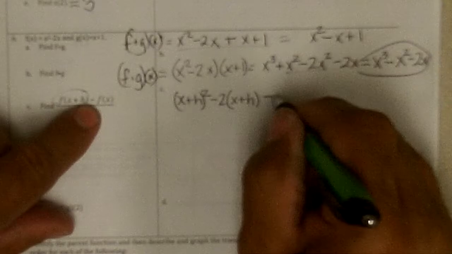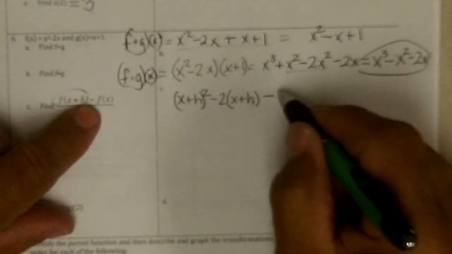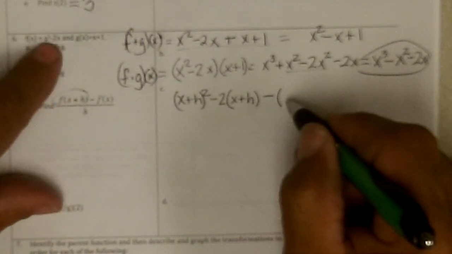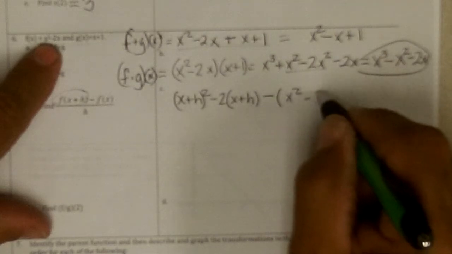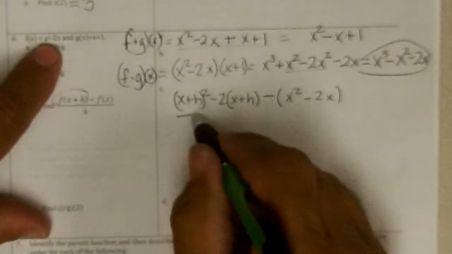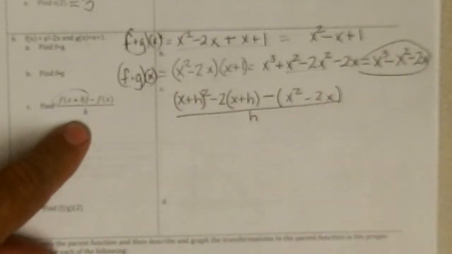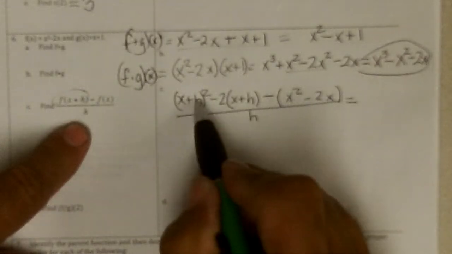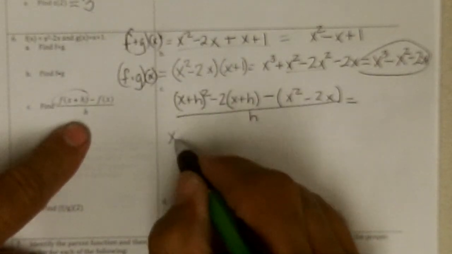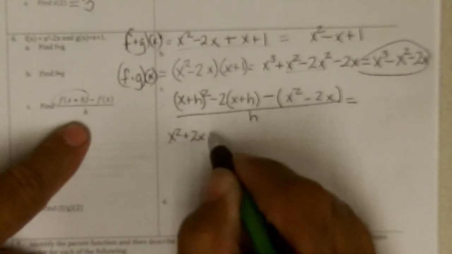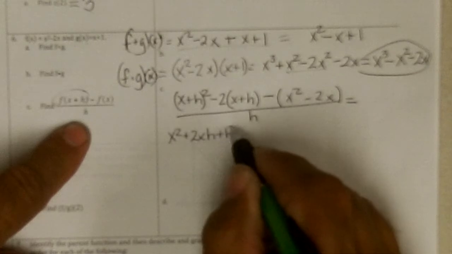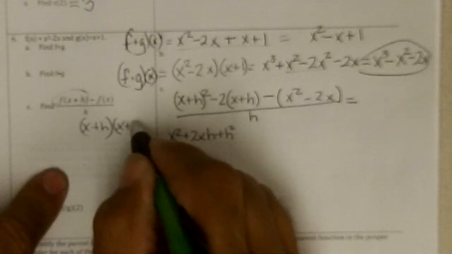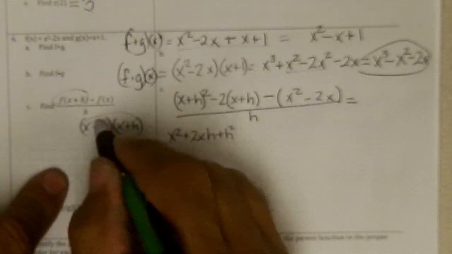Then we have minus, and since we got a minus, we have to distribute it, so I really recommend, but I can't get kids to do it, minus what f of x is. Well, that's simply x squared minus 2x over h. Please don't do this without putting the over h. Equals x plus h times x plus h is x squared plus 2xh plus h squared. That's taking x plus h times x plus h and foiling it.